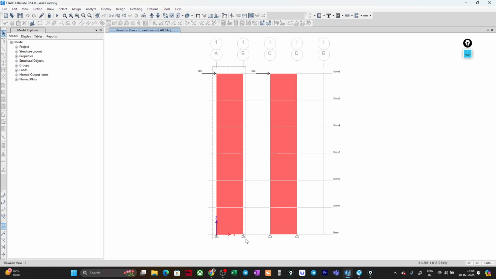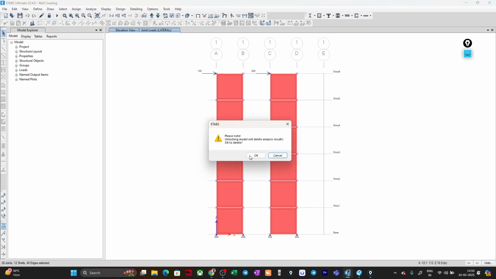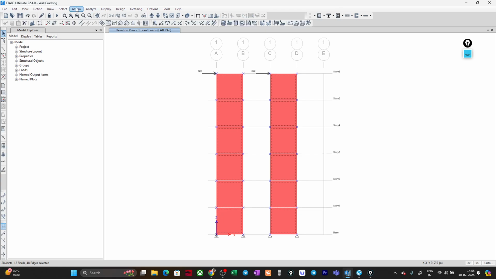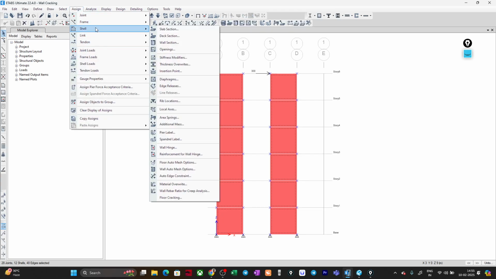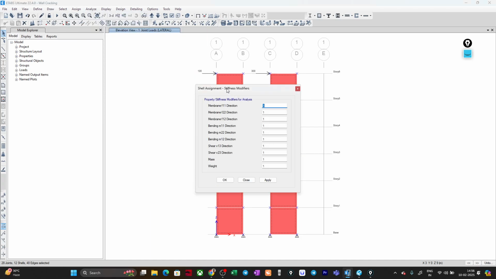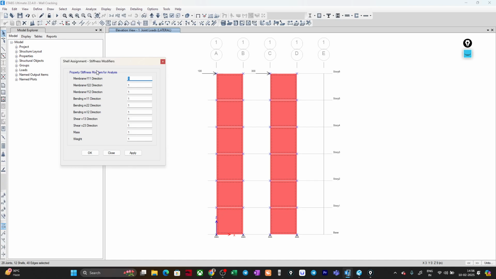So let us select these walls. Now let me unlock this first. Let us go to assign shell, and here you'll find this option called stiffness modifier. As I said, if you are designing the wall for out of plane bending, first we have F11, F22, and F12.